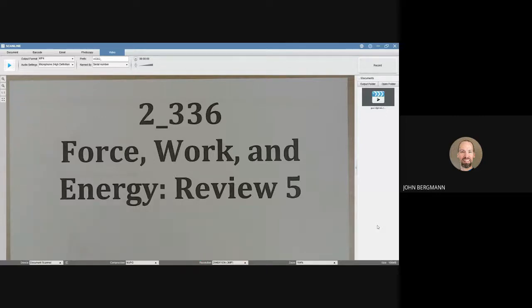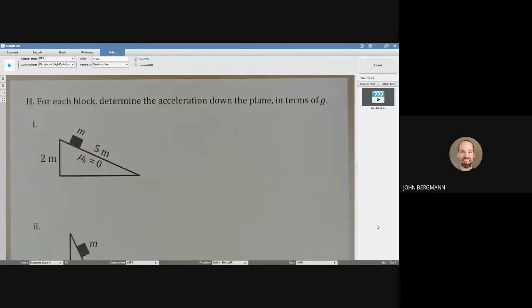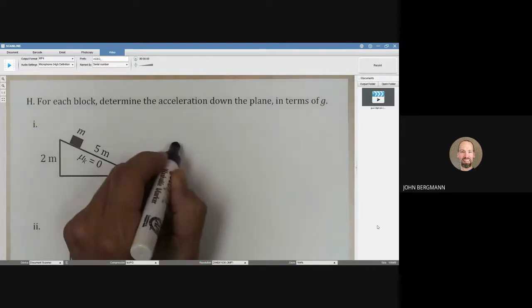Force, work, and energy review 5. For each block, determine the acceleration down the plane in terms of g. All right, whenever we want to find accelerations, we probably want to draw a free body diagram.